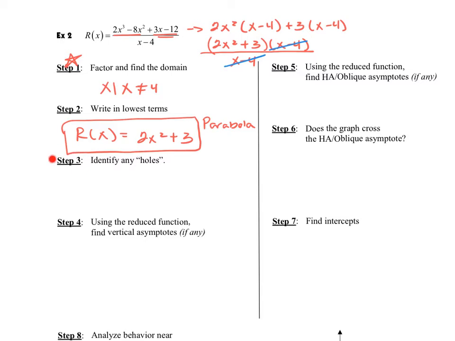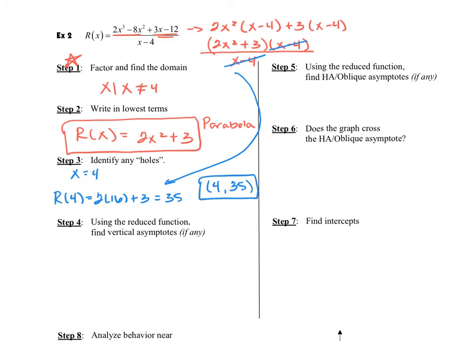But step 3 is still important, and that's to identify the holes. And remember, holes happen when something cancels. And since that x minus 4 canceled, we will in fact have a hole at x equals 4. So we're going to go ahead and evaluate. So we're going to say r of 4. So we'll have 2 times our 16 plus our 3. So we're going to have 32 plus our 3 is 35. So we're going to have a hole at the point (4, 35). Okay, remember, we'll use that when we get to our graphs.